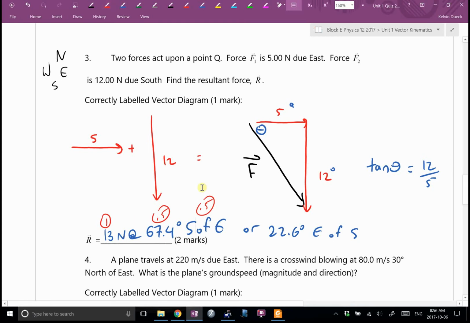4 is nasty. I am going to give you on your test either a boat crossing a river or an airplane in a crosswind. What I won't do is give you one where the river or the crosswind is at a yucky angle. It will be a nice right angle triangle. This is an example of one where the river or the crosswind is at a yucky angle. That 30 degrees is a pain.